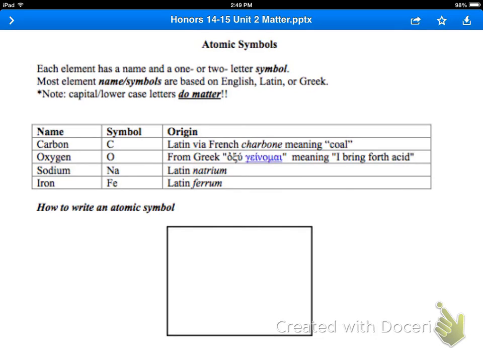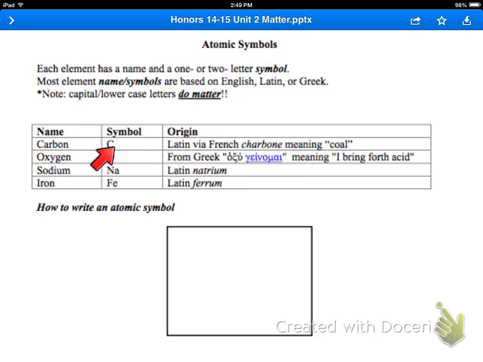So here's a little bit about symbols. Each element on the periodic table has one name and a 1 or 2 letter symbol. Most element names and symbols are based on English, Latin, or Greek. Note that the symbol always starts with a capital letter, and if it has a second letter, it must be lowercase. So how you write the letters actually does matter. It's pretty precise.